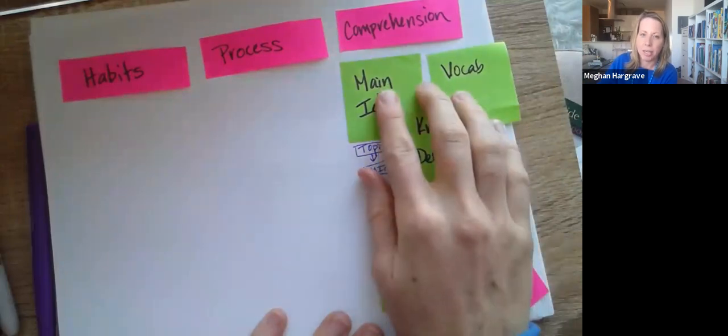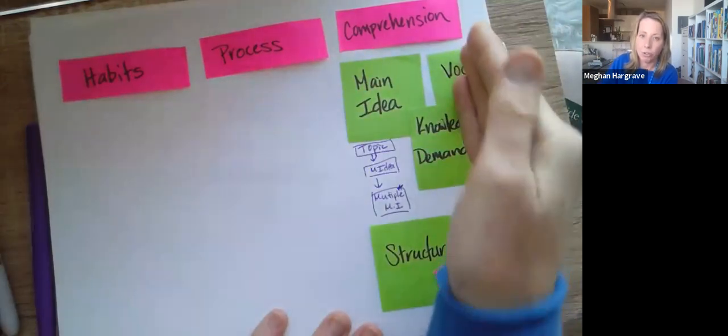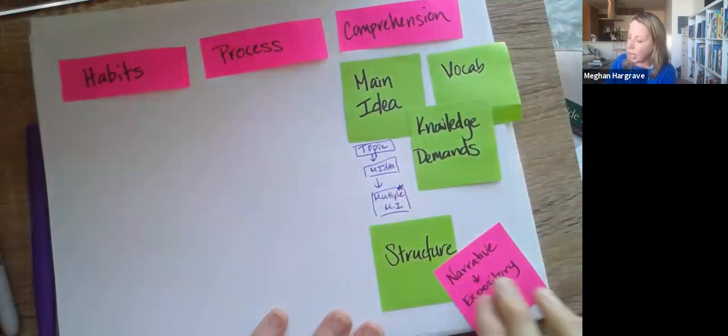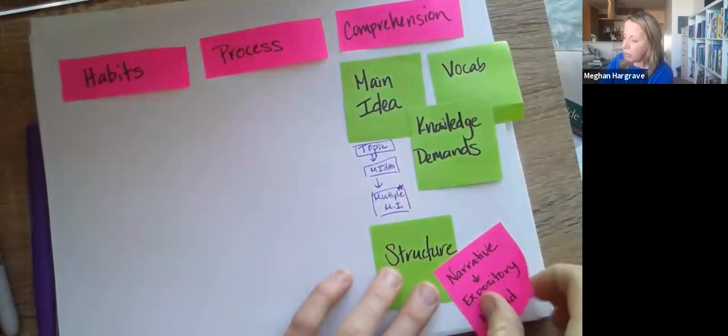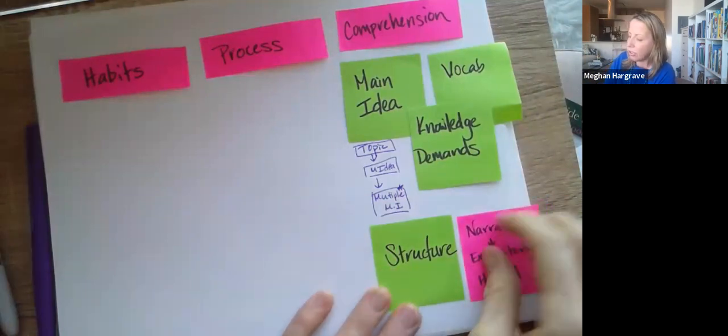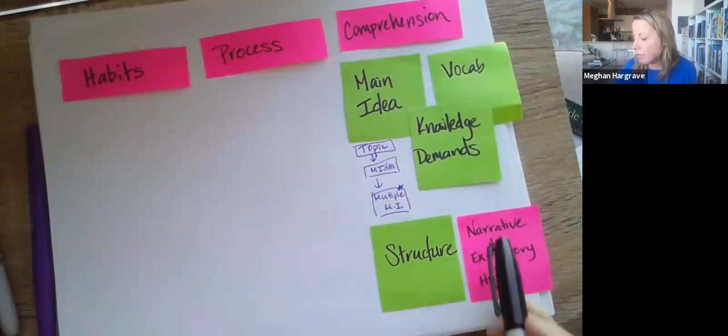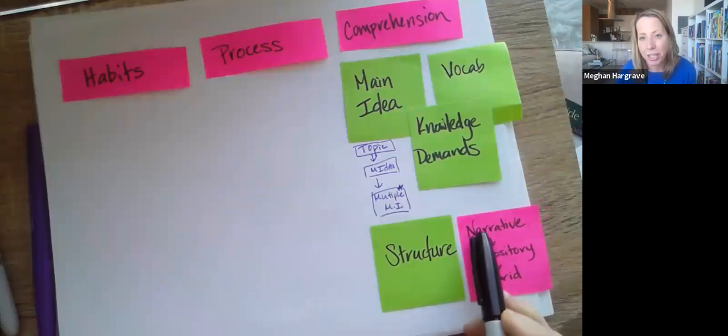So when it comes to comprehension, we can teach main idea, we can teach vocabulary, we can teach knowledge demands, and then we have to teach structure. I'm going to focus on this little pink Post-it for a minute because I think one thing that comes up, especially at the middle school level, is that a lot of times the nonfiction that kids are reading is primarily narrative nonfiction. It's not a bad thing. We talked about this a little bit last year when I was there.